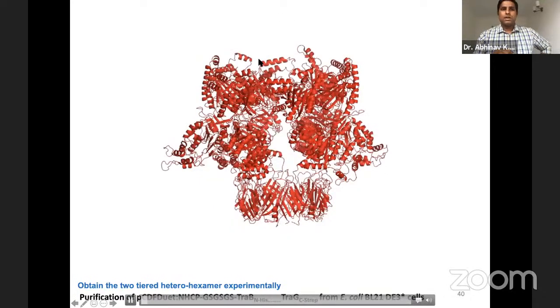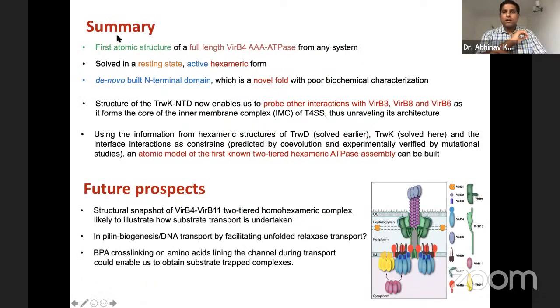So to summarize, this is the first atomic structure of the full AAA ATPase B4 from any system solved in a resting state in hexameric form. We've also been able to build the N-terminal domain, which is a novel fold, but with poor biochemical characterization. And this enables us to now solve the larger structure of the full T4SS system with much higher resolution, something that I'm not talking about today. And then you can also figure out how the transport of antibiotic resistance genes happens from one cell to the other.